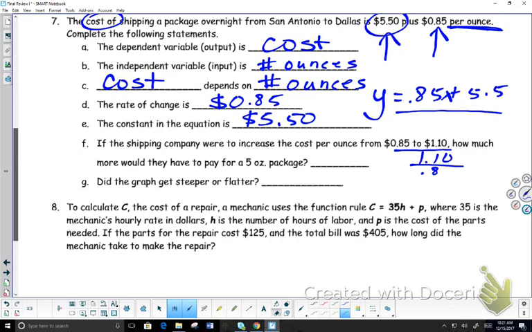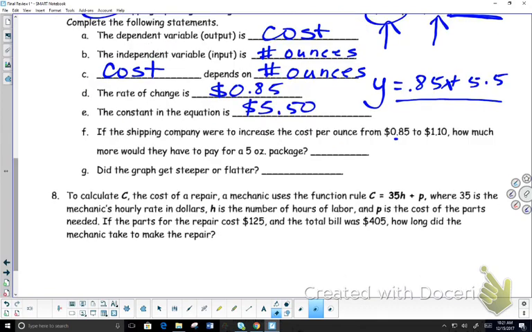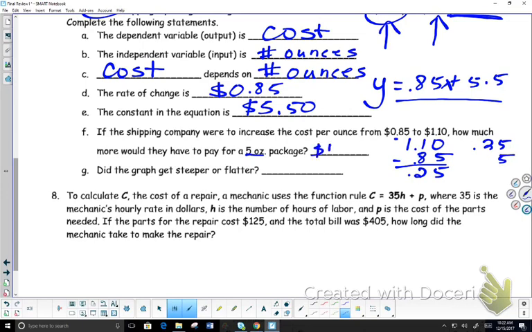Okay, I'm out. Can't write. The difference between $1.10 and 85 cents would be what? We got 25 cents? So we got a quarter's difference, right? So then for each ounce, I'm going to pay an additional quarter, correct? So that means I'm going to have a 5-ounce package, so 25 cents times 5, well, doesn't that make $1.25 more that I'm going to have to pay? In this case, our slope got bigger, correct? If the slope gets bigger, your graph will get steeper.